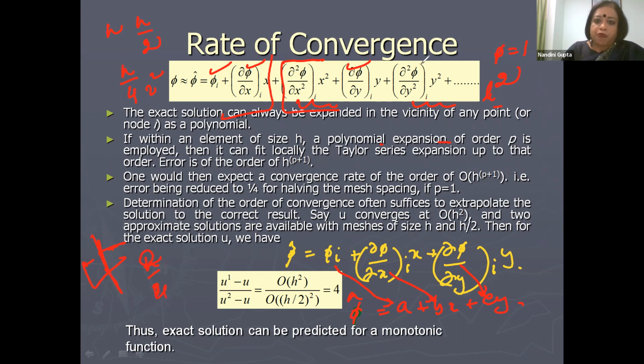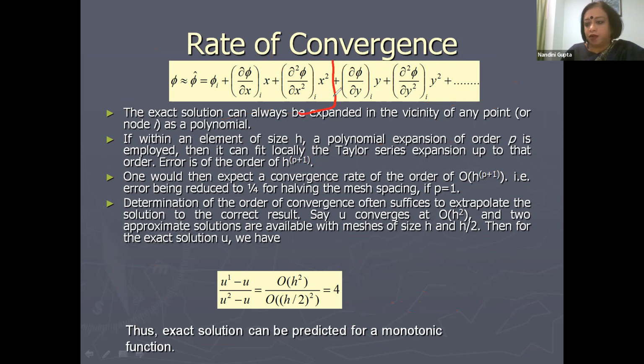Similarly, if I take a second order polynomial, I will be including all these terms and I will be ignoring the terms above this. So when I find the solution, I will be matching exactly the Taylor series expansion up to this. Okay.